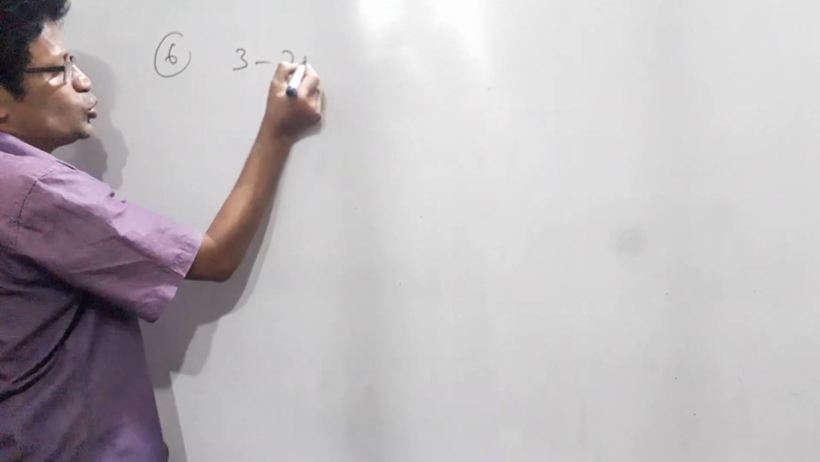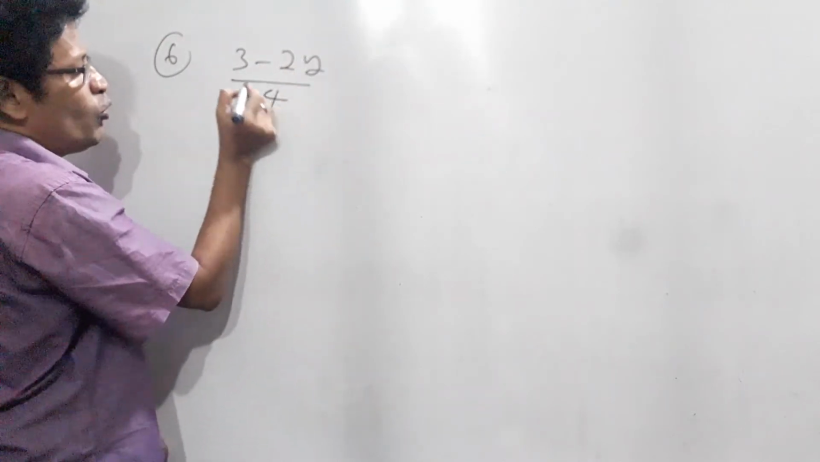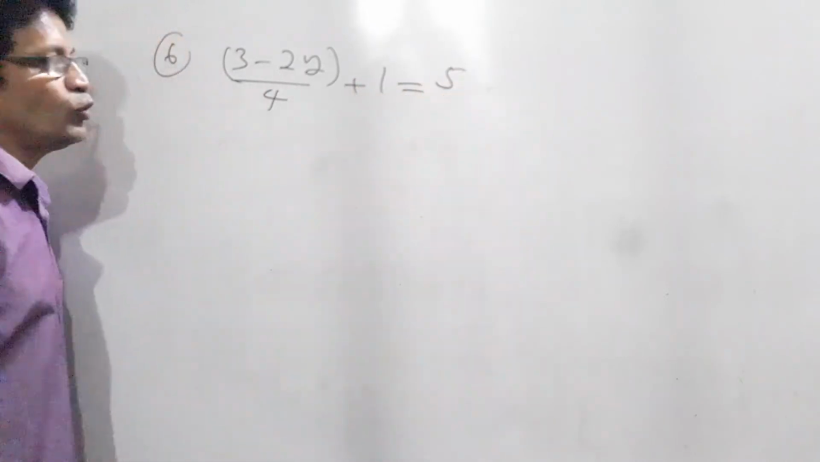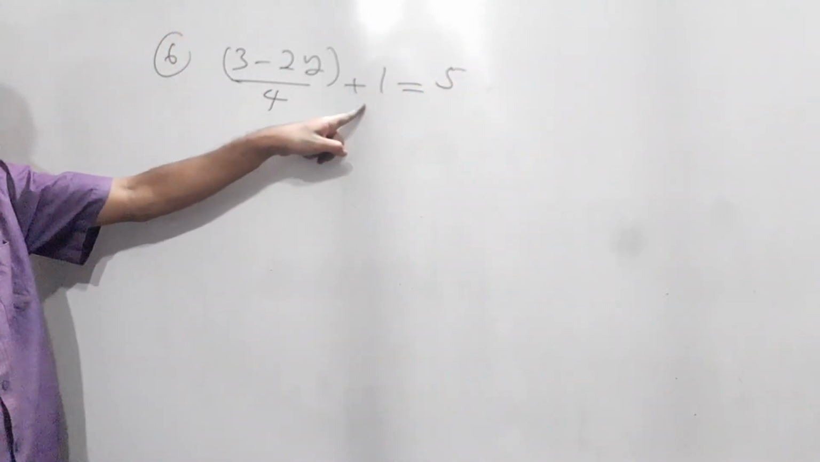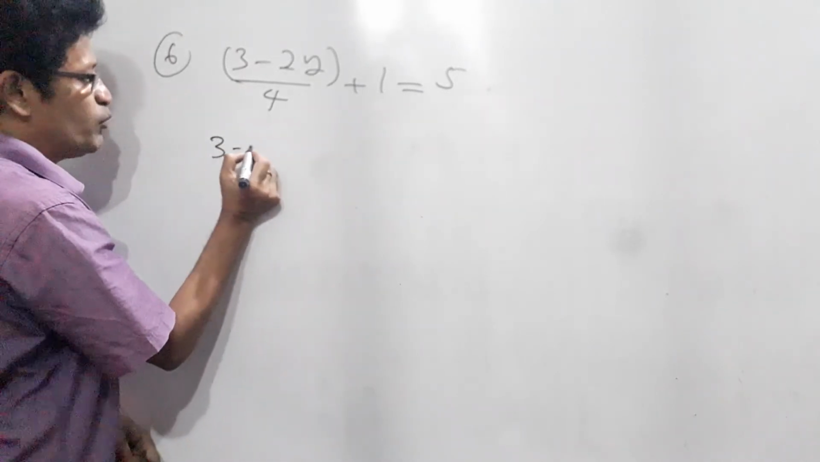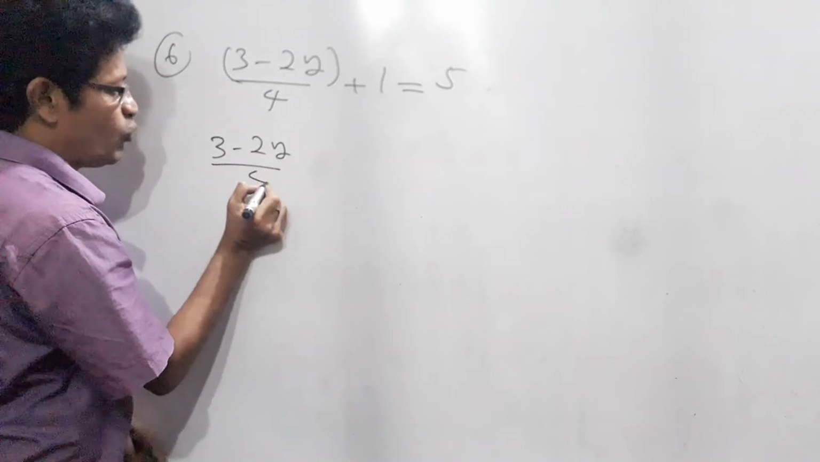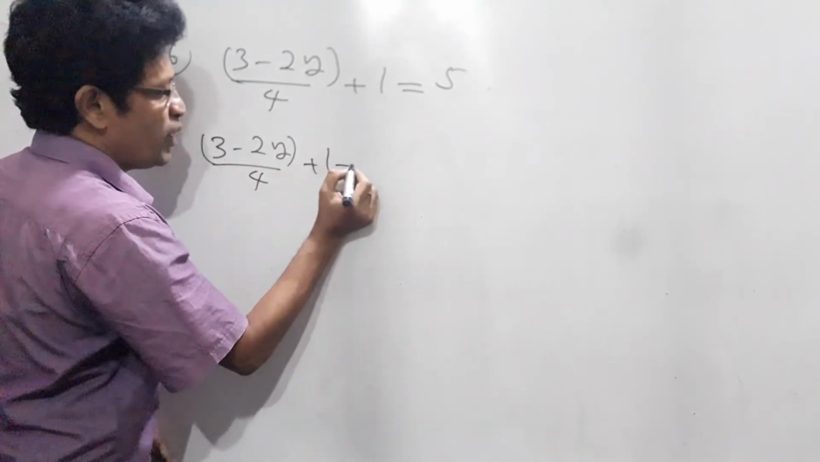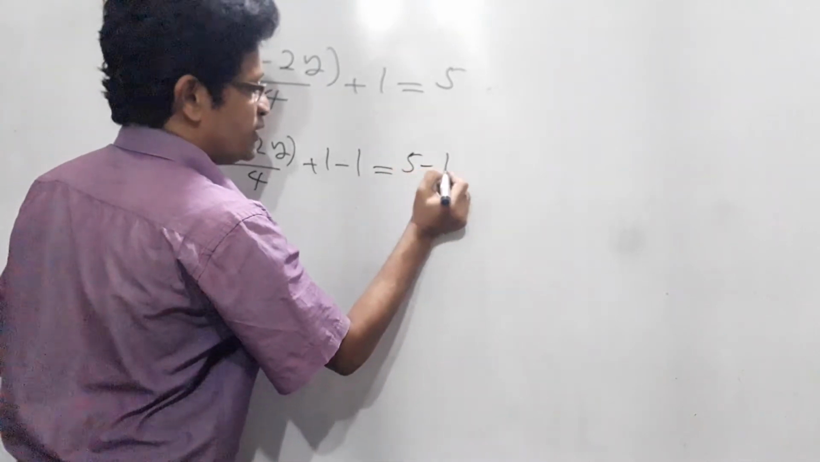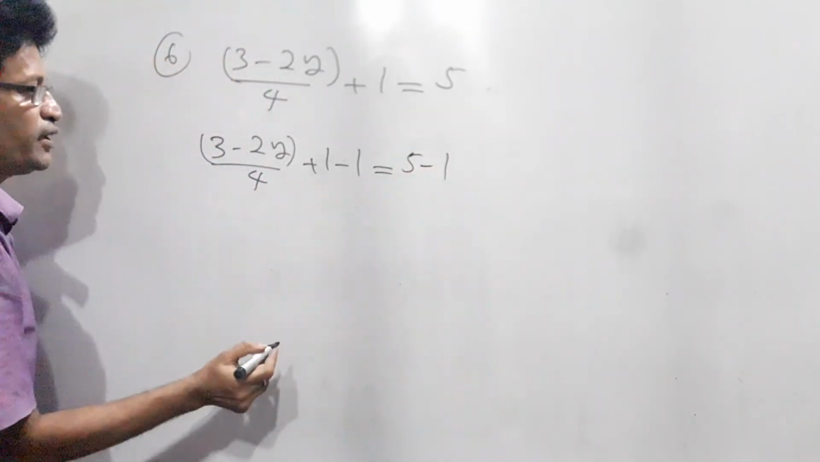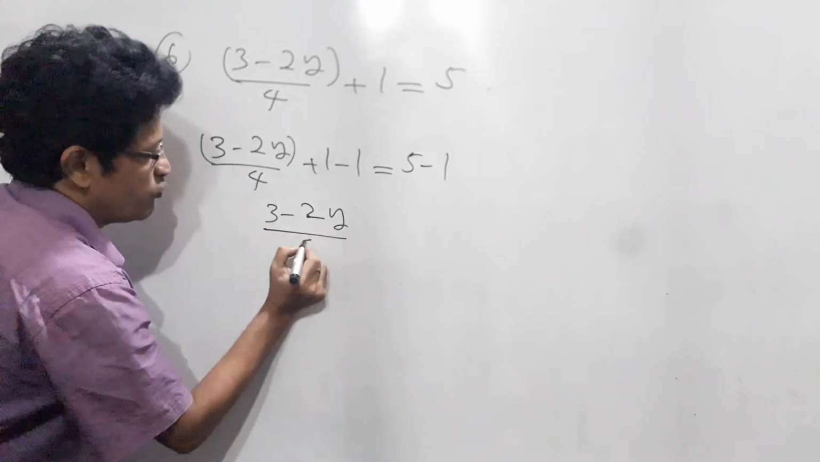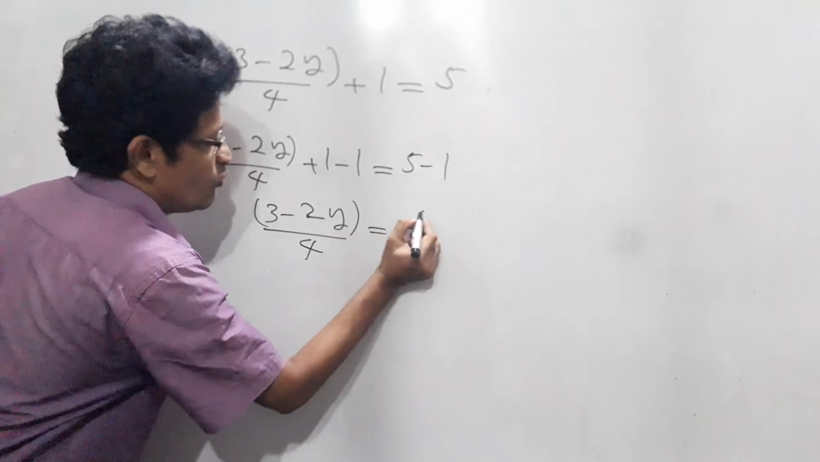3 minus 2y over 4 plus 1 equal 5. Now what to do? First of all we have to get rid of this 1. So therefore I have to subtract 1 from this side. Then 3 minus 2y over 4 plus 1 minus 1. From this side also I have to subtract 1. 5 minus 1. So 1 and minus 1 will get cancelled. This side we have 3 minus 2y over 4 equal 4.